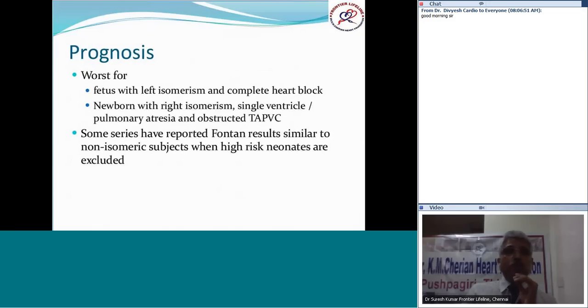So the prognosis is worst for the fetus with left isomerism and complete heart block, and for the newborn with right isomerism, single ventricle, pulmonary atresia, and obstructed TAPVC. And some series have reported Fontan results similar to non-isomeric subjects when the high-risk neonates are excluded.